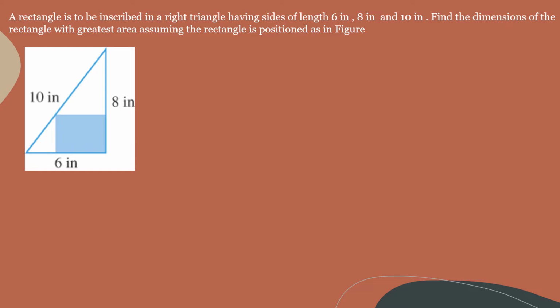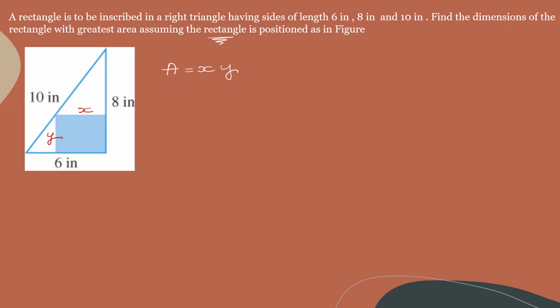So for example, there is a rectangle. Here the area of the rectangle has to be maximized. So they are talking about the rectangle. What is the area of the rectangle? The area of the rectangle is x and y, length times width. So let's suppose this is my x and this is my y.